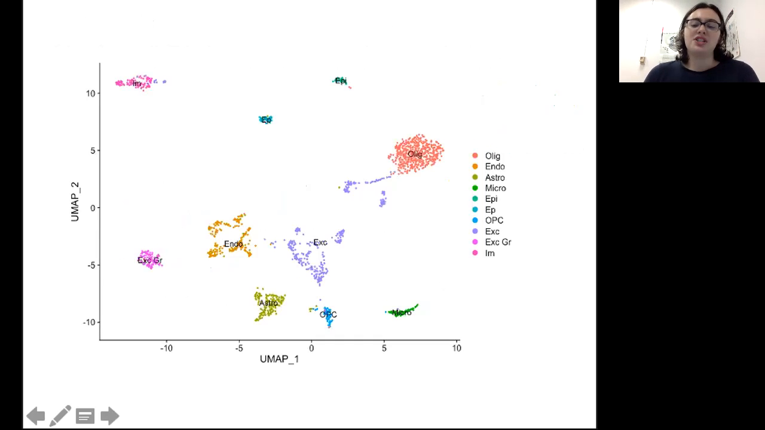So once we cluster the cells, we can go through and look at the differential expression in these cells to find their identity. Here we have 10 clusters: oligodendrocytes, endothelial cells, astrocytes, microglia, epithelial cells, ependymal cells, oligodendrocyte progenitor cells, excitatory neurons, excitatory granule neurons, and immature neurons.